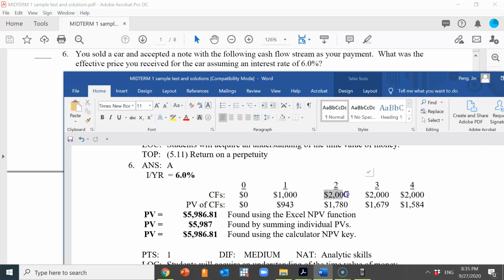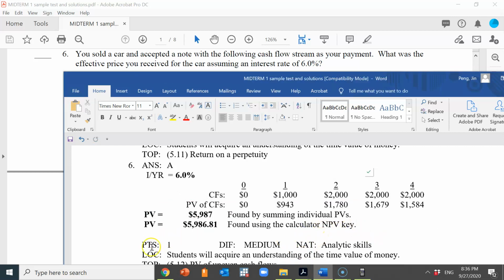We could use 2,000 divided by 1 plus 6% squared. So we have the present value of the second cash flow, so on and so forth. And we add up all the present values of all the cash flows. So we have 5987. So we can solve this question by summing individual present values or using the calculator NPV function. We could also use Excel, but that's not what we're covering in this course. So let me delete this row here.